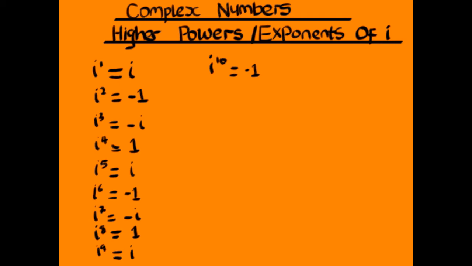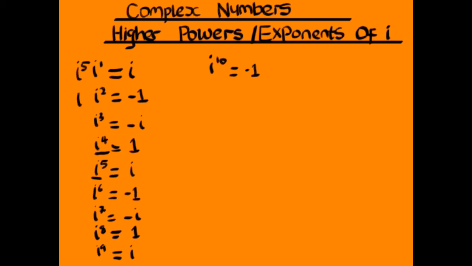Recall that we said that i raised to power 4 serves as a landmark. So when we get to i raised to power 4, every other power such as i raised to power 5, 6, 7, 8, 9, and 10 begins to repeat itself, such that i raised to power 5 will give us the same value as i raised to power 1. We notice that i raised to power 5 gives us i, and i raised to power 1 gives us i. The trend continues like that.